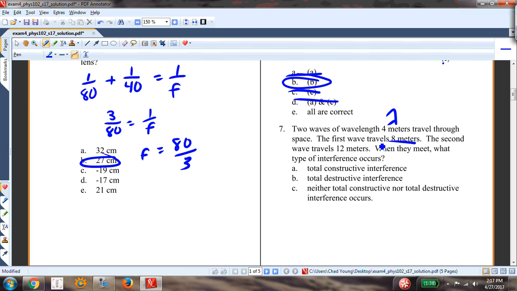Two waves of wavelength 4 meters travel through space. The first wave travels 8 meters, the second wave travels 12 meters. So our path length difference is 12 minus 8, which is equal to 4 meters. So these waves have traveled a path length difference equivalent to 1 wavelength.